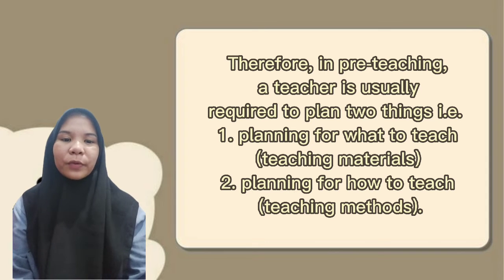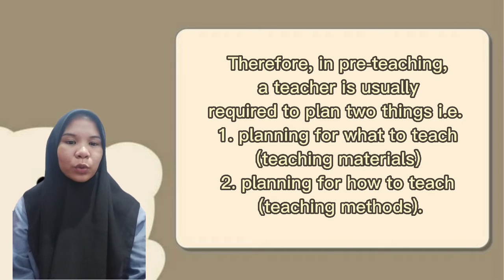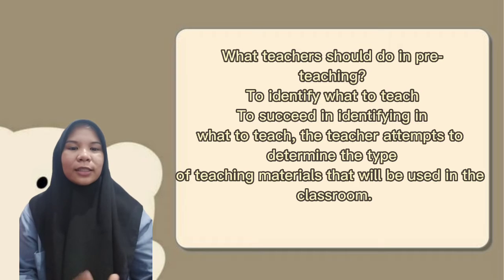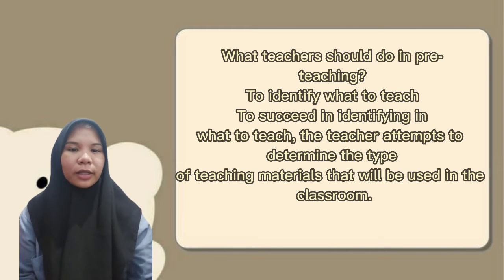Therefore, in pre-teaching, a teacher is usually required to plan two things. Number one, planning for what to teach: teaching materials. Number two, planning for how to teach: teaching methods. What should teachers do in pre-teaching to identify what to teach? The teacher attempts to determine the type of teaching material that will be used in the classroom.